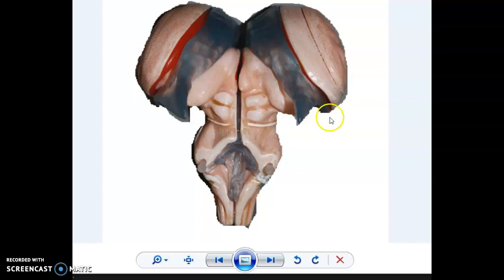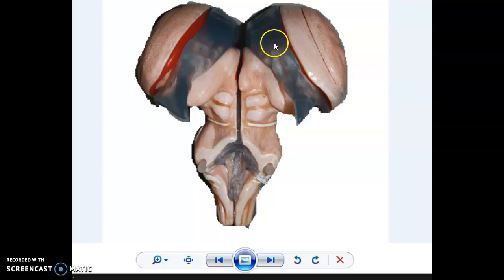And what we could see in the posterior view is part of the diencephalon. This would be the epithalamus right there, actually. And we have four bodies right there. 1, 2, 3, 4. And this is the midbrain, or mesencephalon. These are called the corpora quadrigemina, and they're also important nuclei that we'll talk about in lecture.